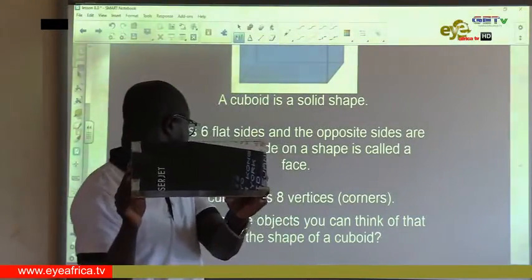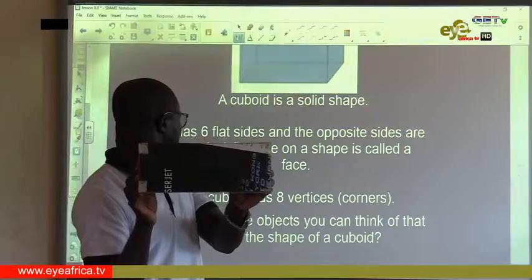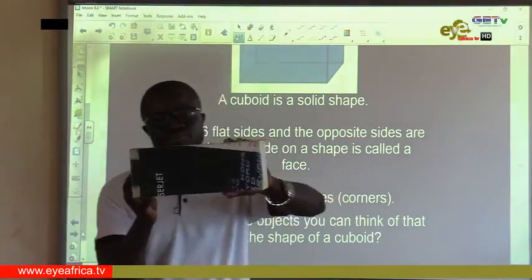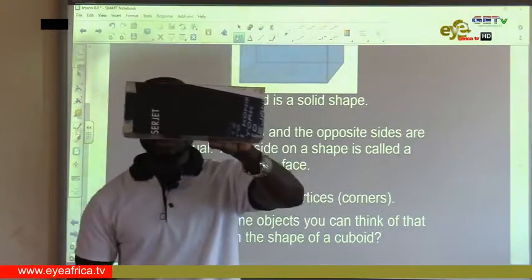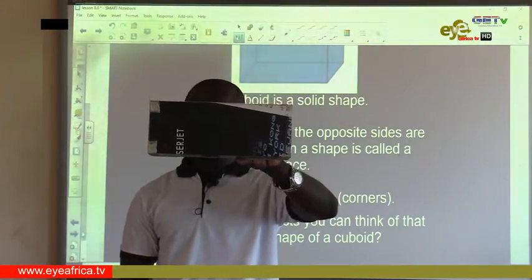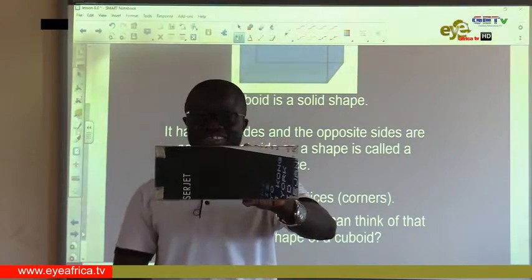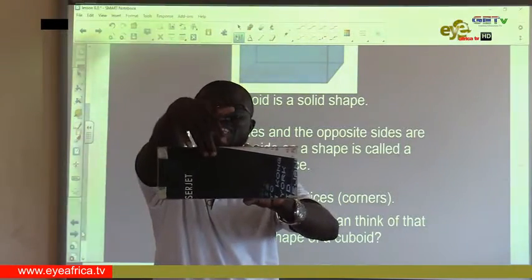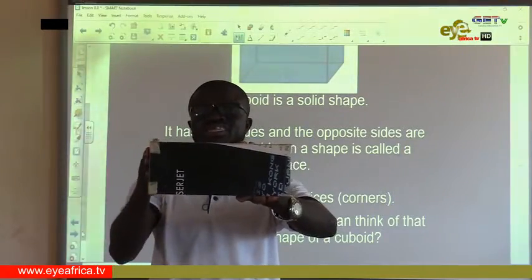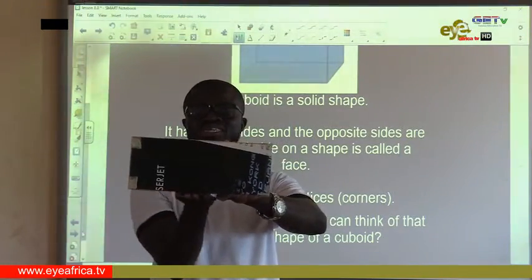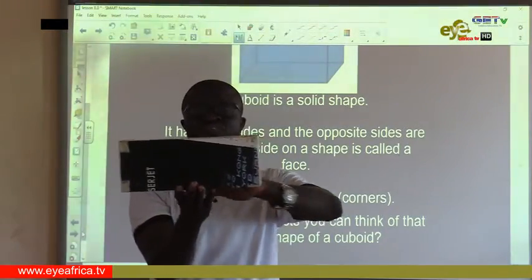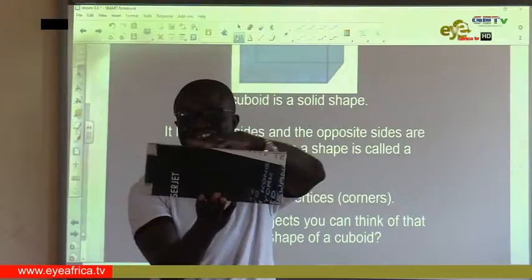The first one is a cuboid has 6 flat sides. Let's confirm. Can you count with me? It has 6 flat sides. I want you to count with me, please. I start from this side. We have 1. This side is 2. This side is 3. We have 4. We have 5. And then 6.